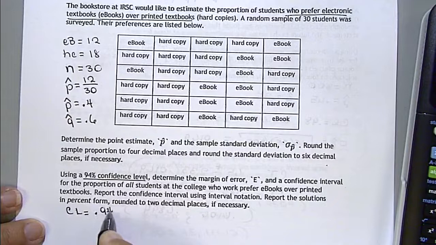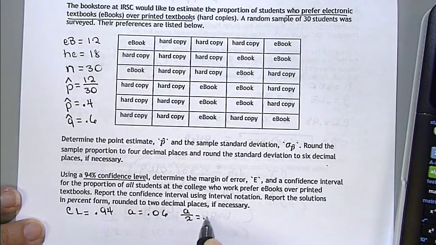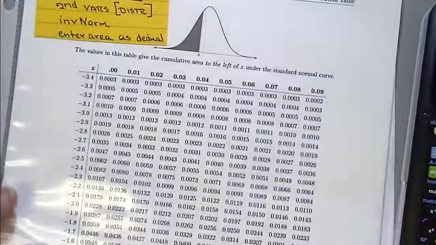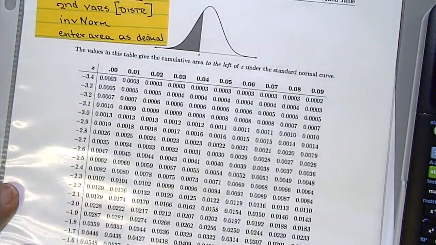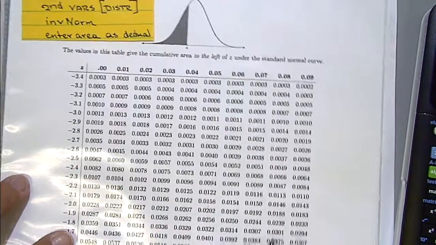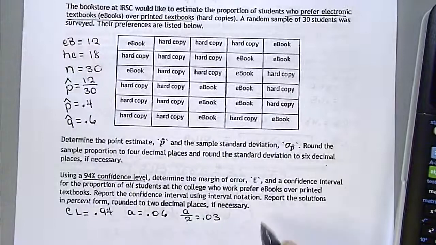0.94. Alpha is now 0.06. Did I do that right? Alpha divided by 2, 0.03, and that's what I have to look up in the z-table. 0.03, as close as I can get. It's probably right over here. 1.88, looks like it. So I'm going to use z is equal to 1.88.